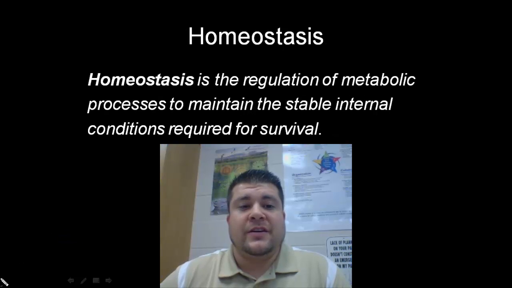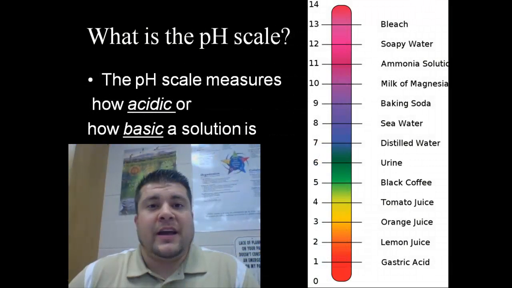The first thing you're going to need to know is homeostasis, and that's the regulation of metabolic processes that maintain stable internal conditions that are required for survival. That's a long definition. Basically, if we have homeostasis, we want things to stay the same. The first thing we have to look at is the pH, how we maintain pH in our body.